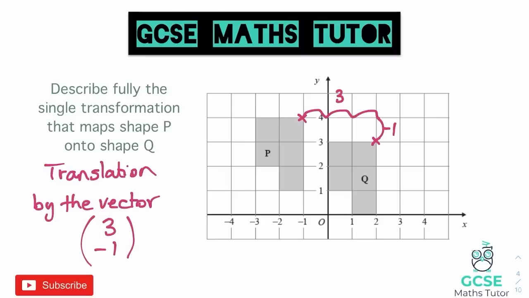It's very important that you include all of these words. You do need to say the word translation. The word moved is not going to get you the marks for this, because that's not the transformation. The transformation is called a translation. And we also do need to give that vector, and ideally state that it is the vector and actually then give it.